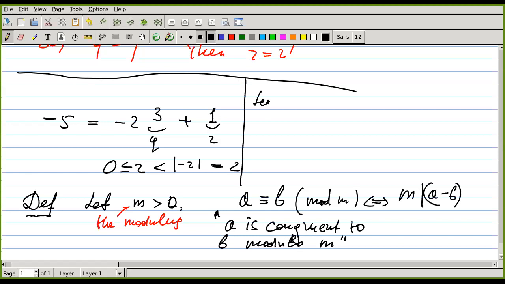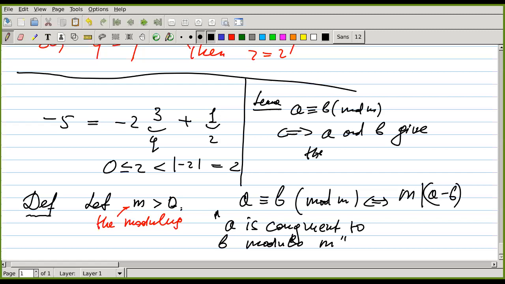So we will prove the following lemma. A is congruent to B modulo M if and only if A and B give the same remainder after division by M. Is it clear?